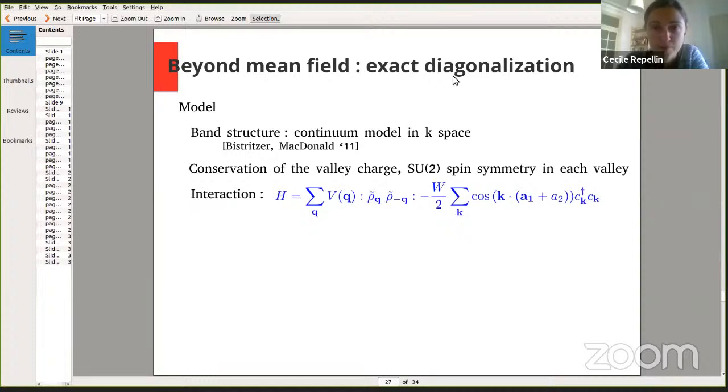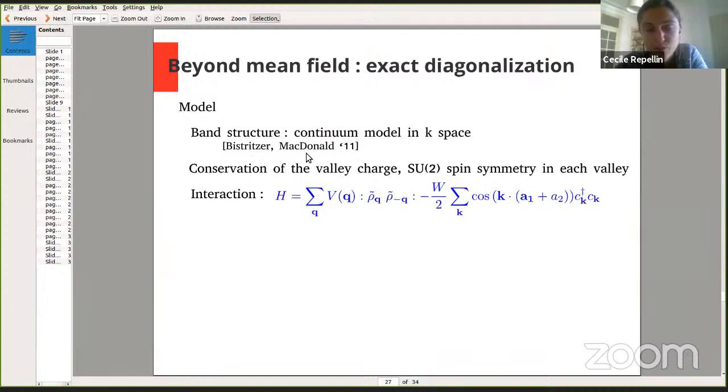So here is the model that we're using. This is the one I presented earlier in the talk, the band structure, the continuum model in k space. It's the distributed hexagonal model. It has a number of symmetries: the total valley number is conserved, it's a good quantum number. And for each valley number, the SU(2) spin symmetry is also conserved. And this is typically considered relatively well realized in the system of bilayer graphene or moiré graphene in general.